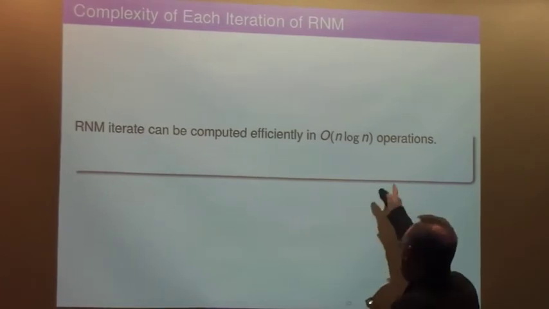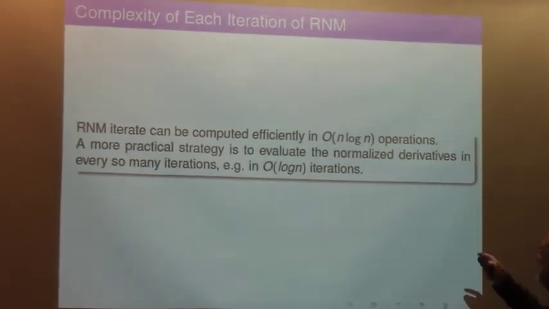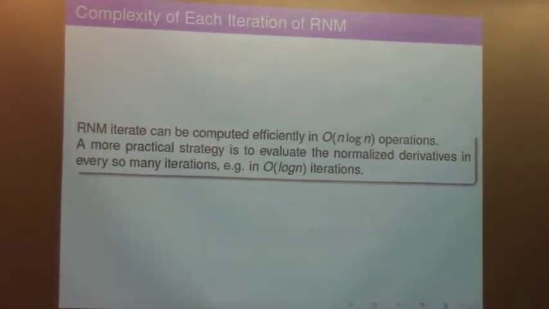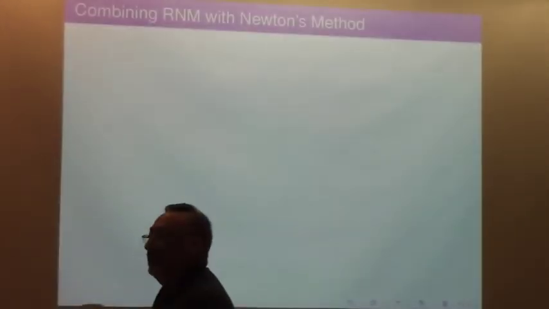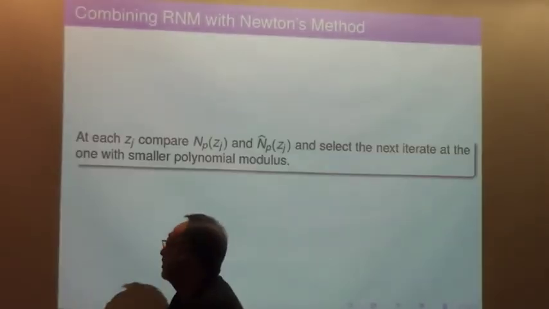Complexity of each iteration, I already mentioned, is n log n. But maybe we can compute the normalized derivatives every so often, for instance every O of log n iterations. Now, you might say, what if Newton's method does better than robust? At each point, take the robust Newton iterate and the Newton iterate, and choose the one that has a better modulus. That's one.